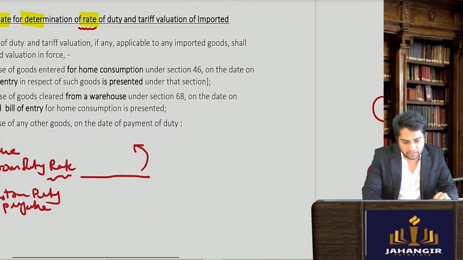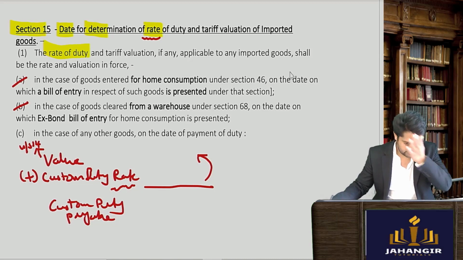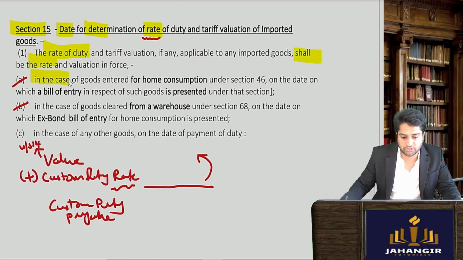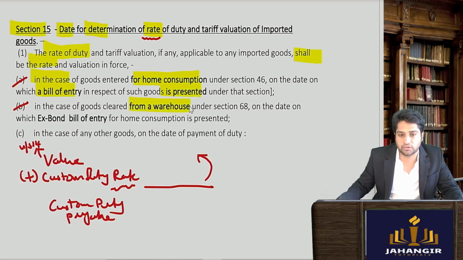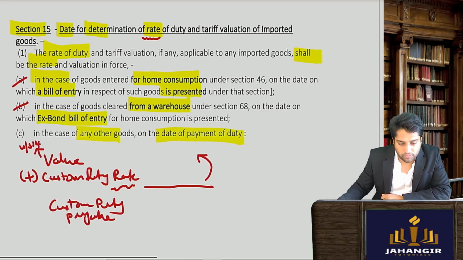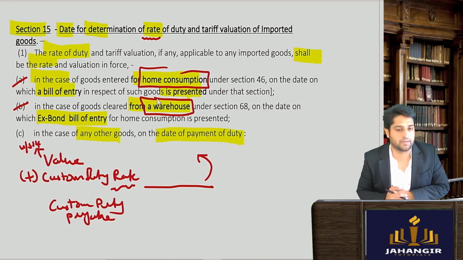So now let's read again what provisions they have given. The rate of duty shall be the rate in force, when the goods are removed for home consumption, when the bill of entry is presented. So when you file the bill of entry, you take that rate. In case the goods are cleared from a warehouse, then when you file the ex-bond bill of entry. In case of any other goods, then the date of payment of the duty. So the first two are important, whether it is home consumption or warehouse goods. Okay, so these two cases will be taken.